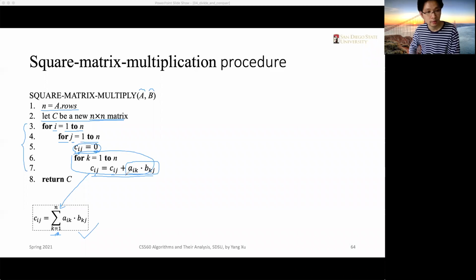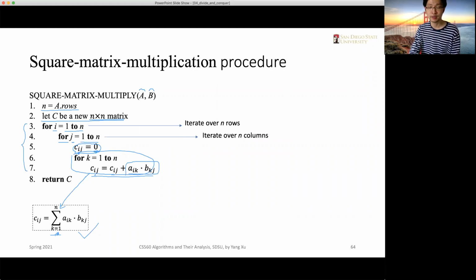Okay, so this implementation actually is a very reasonable solution, right? It seems like this is everything. It includes all we need to do, okay?